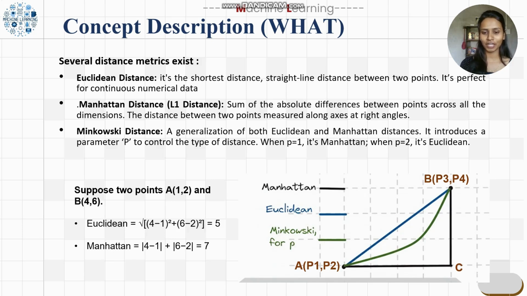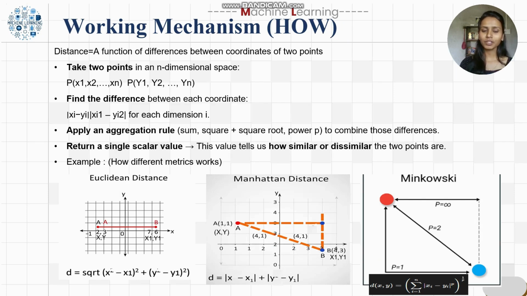Let's see how it actually works and the formulas of each of the distance matrices. In step 1, we take 2 points in n dimensional space. Then in the second step, we find the differences between each coordinate. For that, we have 3 options, meaning 3 distance matrices. The first one is Euclidean distance.